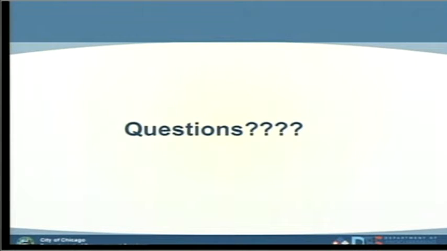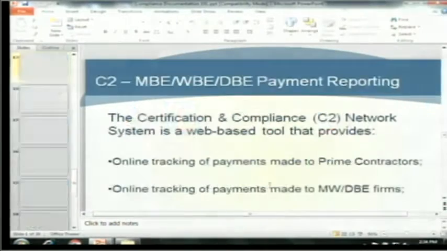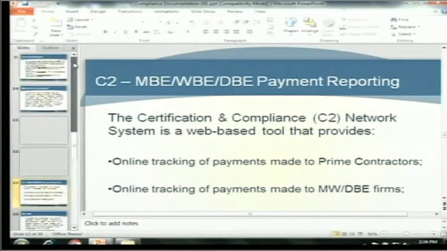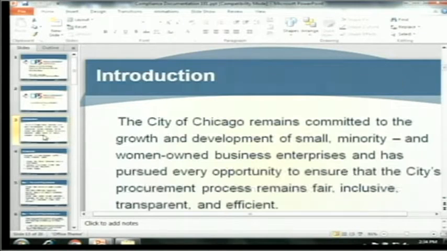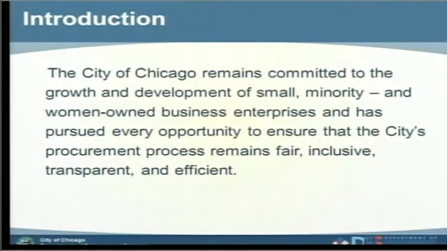The City of Chicago remains committed to the growth and development of small, minority, and disadvantaged business enterprises and has pursued every possible opportunity to ensure that the city procurement process remains fair, inclusive, transparent, and efficient. Every effort possible. The compliance part of the process is a very pivotal component of the Department of Procurement Services. That's the department that I'm part of.